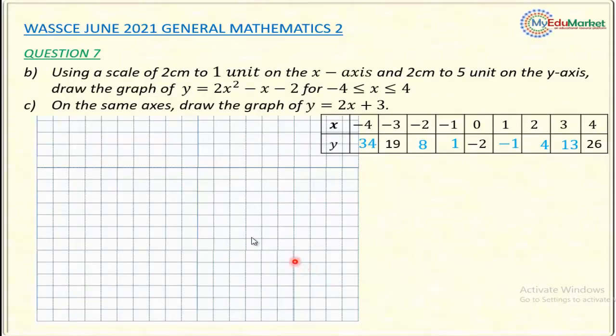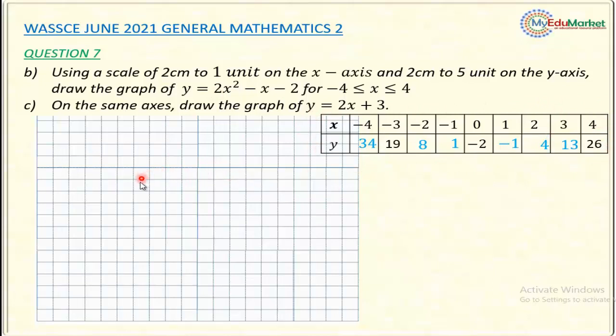So I'll continue with question B. Question B says I should draw the graph using this very scale, 2 cm to 1 unit on the x-axis and 2 cm to 5 units on the y-axis. I am to draw the graph of this relation. This is the table I obtained after I have completed it.